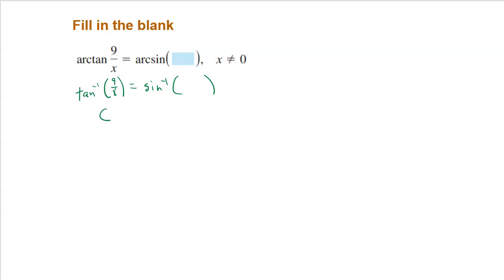Well, an inverse tangent is an angle. An inverse sine is an angle. And I want these two angles to be equal, because that's what an equal sign means. So, oh boy, well, let's see here. What is the input to an inverse tangent?